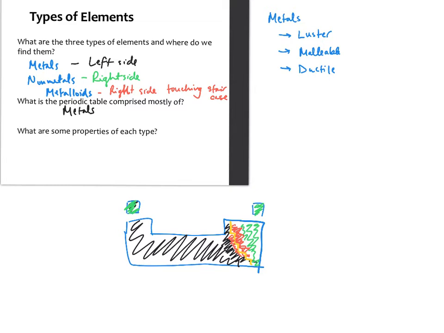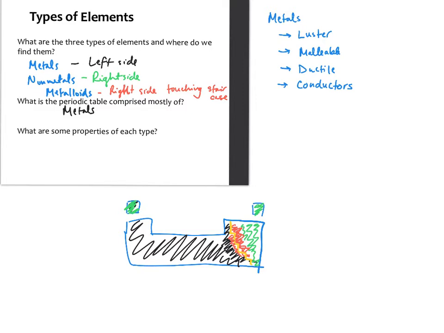Think about the electrical wires you use, or even wire fencing. That's an example of metals that are ductile. They're also good conductors of electricity and heat. So those are some of the main characteristics of metals.